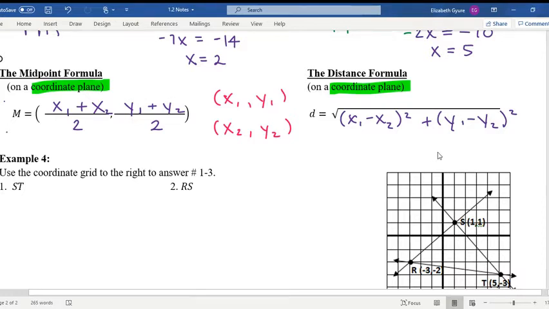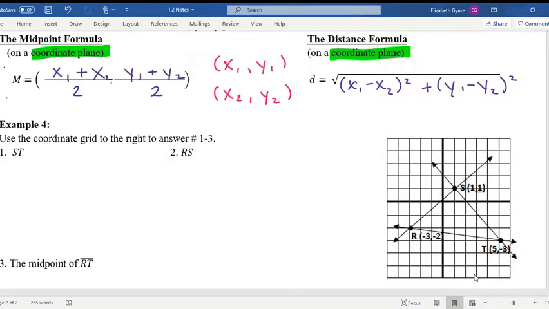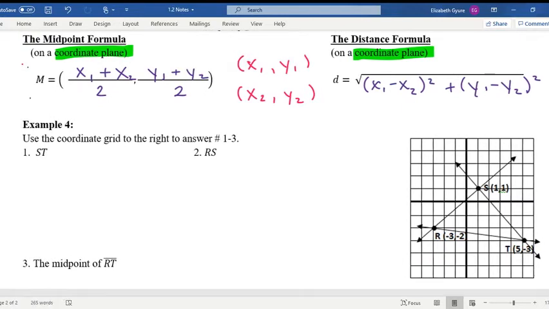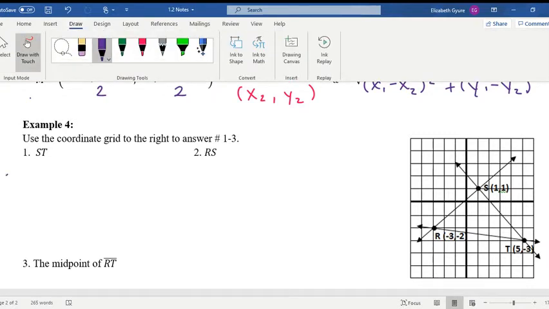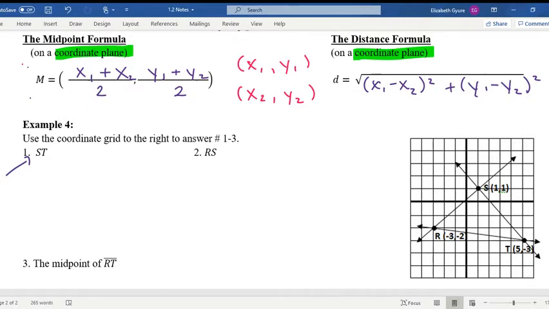For example 4, we're going to look at this grid on the right here. We have point S is 1, 1, point T is 5, negative 3, and point R is negative 3, negative 2. It says use the coordinate grid to the right. So ST, weird, it's not even posing a question. This is when you have to know your labeling. When you see ST with no bar above it, that means find the measure of ST or the length. Measure, length, value, it's all the same. So this means find the distance or the length.